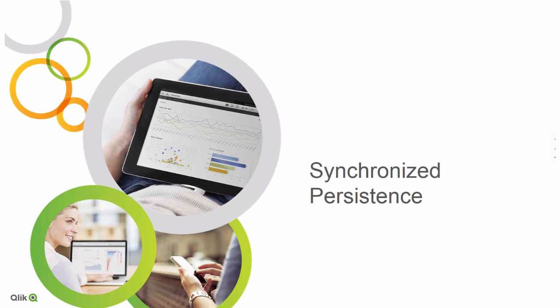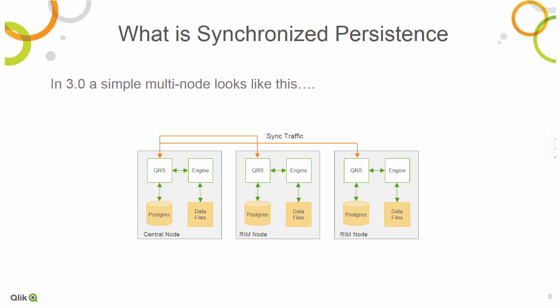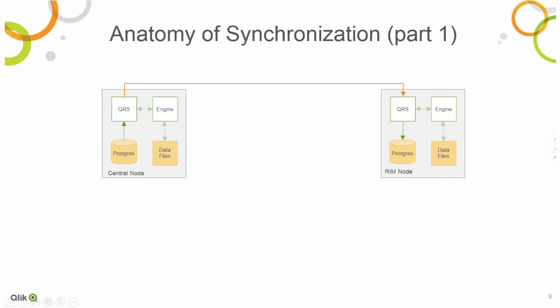So, synchronized persistence. This is an architectural diagram of what synchronized persistence means. You can see we have copies of the Postgres database on both nodes, on all nodes. We have copies of apps on all nodes. I will go over at a high level what's happening here.